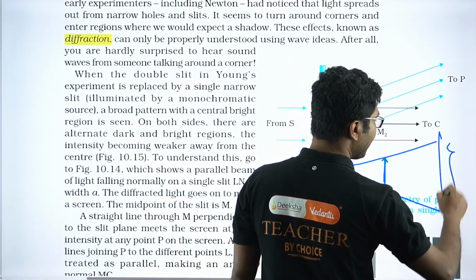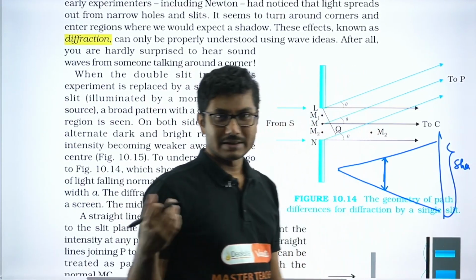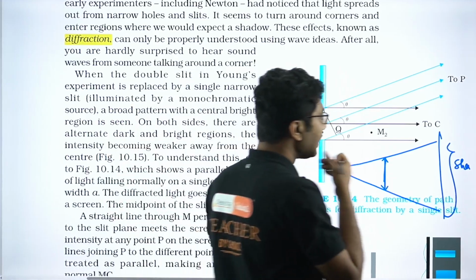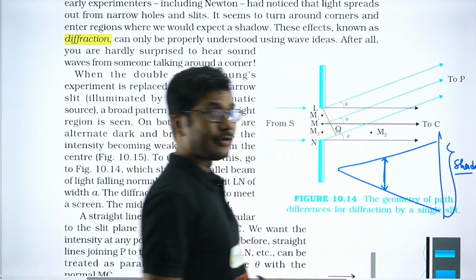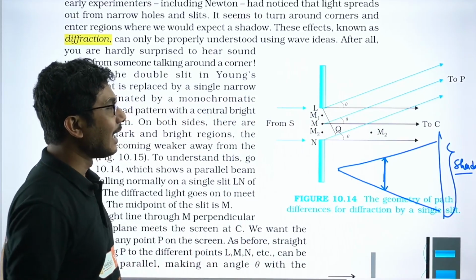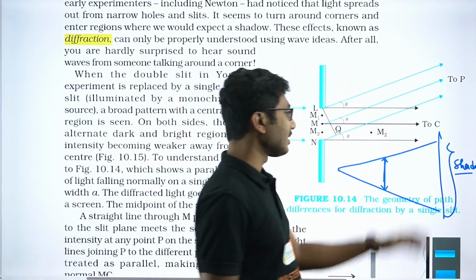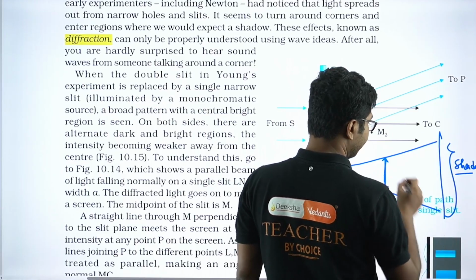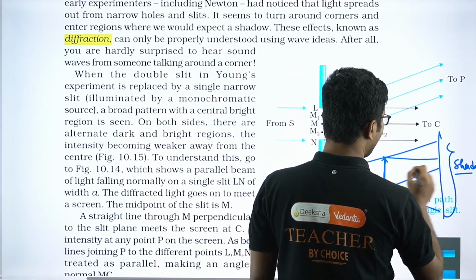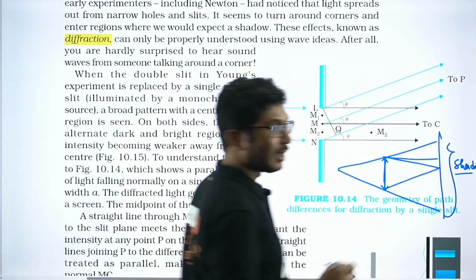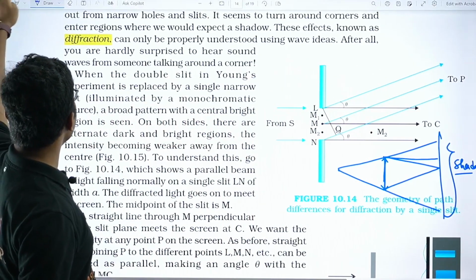If you remember from your class 6th or 7th where you studied about shadow, right? So we are supposed to get a shadow region, but if the edges are sharp, instead of getting the shadow, we will get some region in the shadow where we will get some light as well, which is very, very interesting. Why is it happening?